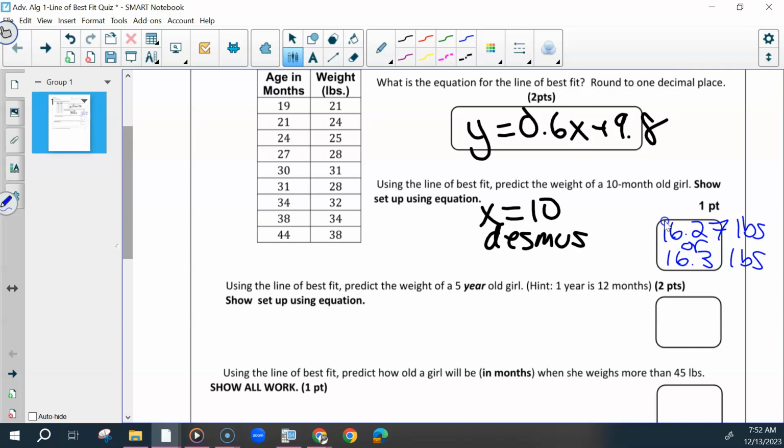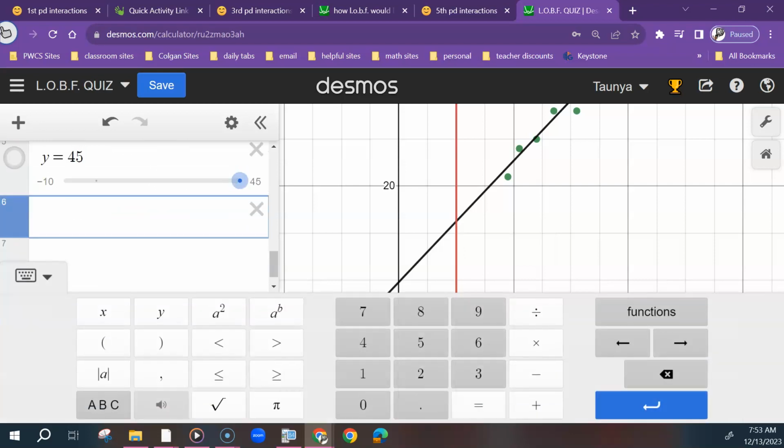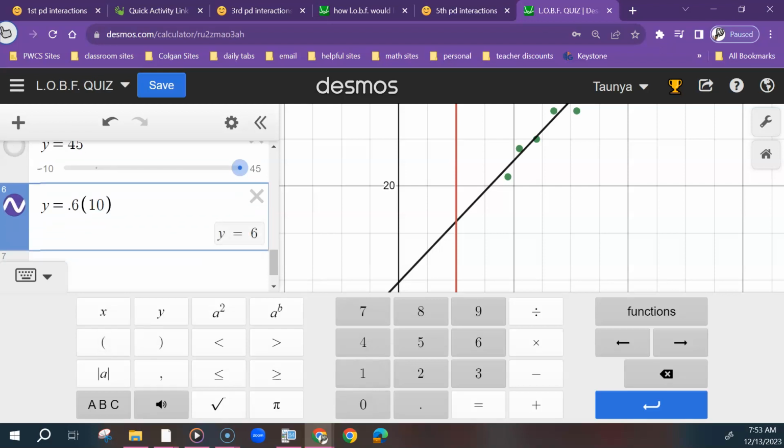So in order to get the full point for that one, you needed to show me how you did this and get the either exact or rounded answer. Some of you didn't round correctly, like you put 16.2, which would not be as accurate. Some of you used this, put 10 into this. I'll show you what happens when you do that. You don't get an accurate answer.